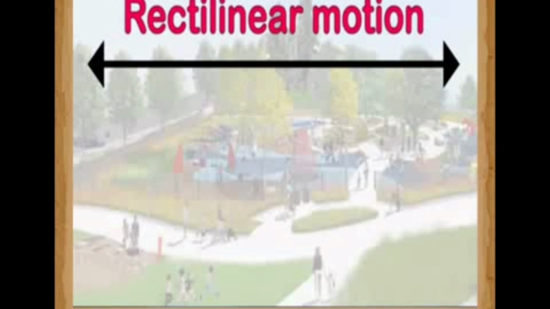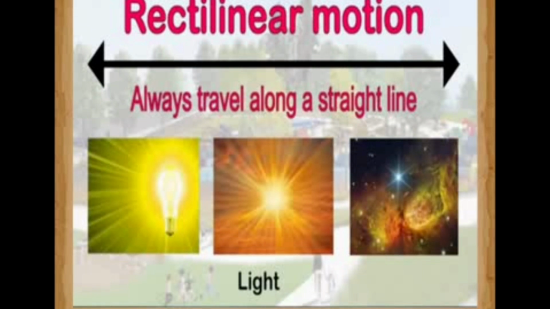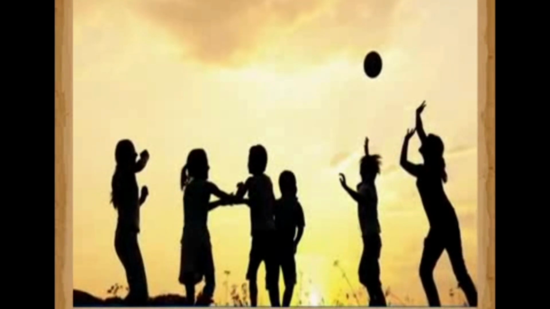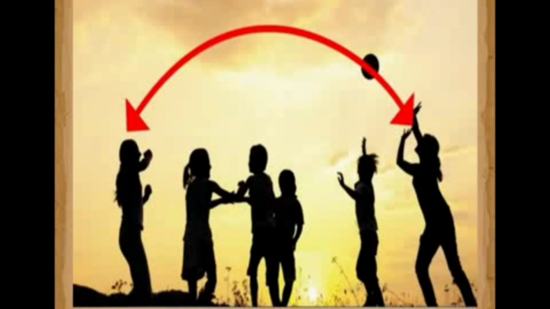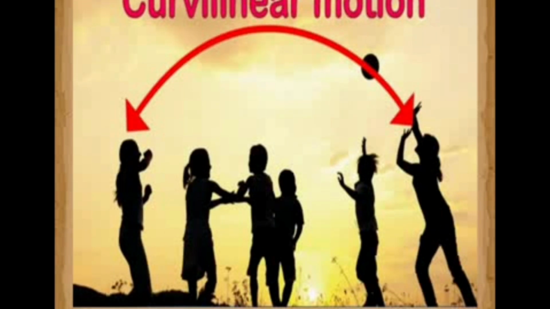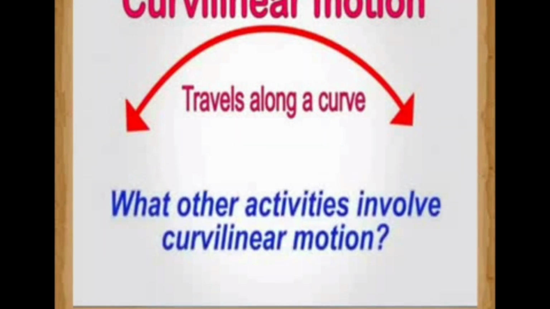A man is running on a straight track. So he is moving from one point to another point in a straight line. That is called rectilinear motion. An example of rectilinear motion is light coming from the sun, a bulb, or outer space, which always travels along a straight line. This type of motion is called rectilinear motion. A ball thrown from one end to another end is not rectilinear. That ball is moving in a curved path. So this type of path is called curvilinear motion. It travels along a curve. Okay, so this is called curvilinear motion.